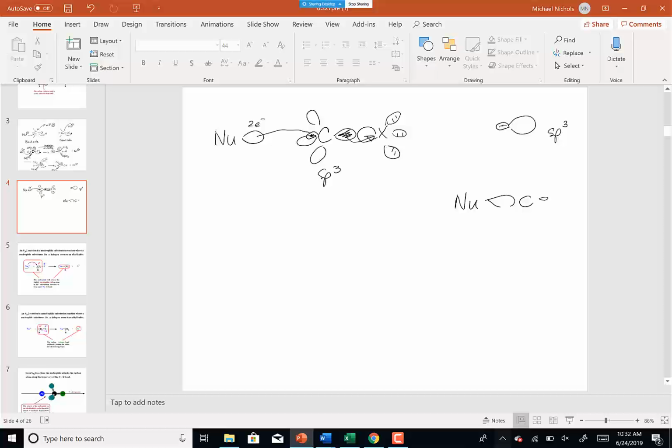So because when we make and break bonds, we're overlapping orbitals, it has to occur from the back side. The nucleophile has to attack from the back side because that's where that little teeny tiny orbital is for it to overlap. There is no orbital on the front side for the reaction.